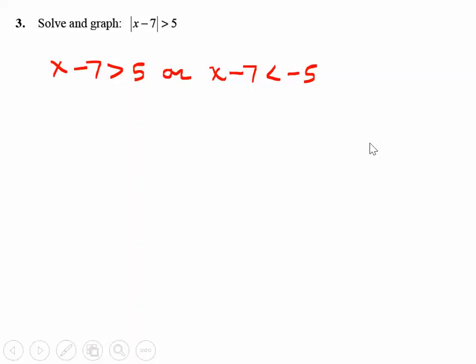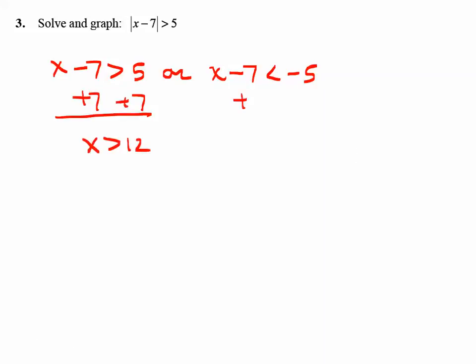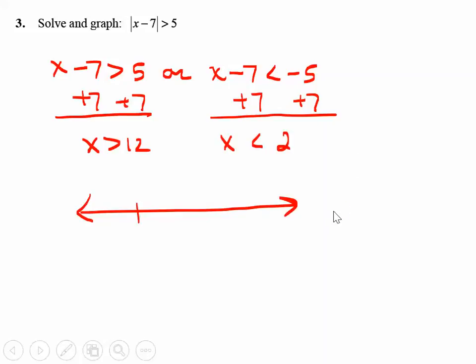All right, not too much work here to be done. So just adding 7 to both sides gives me x is greater than 12, or adding 7 over here gets me an x is less than positive 2. Alright, with this one, again, it's an OR statement. So the 2 is going to be the lower one, 12 will be the higher one. Brackets or parentheses? Parentheses.